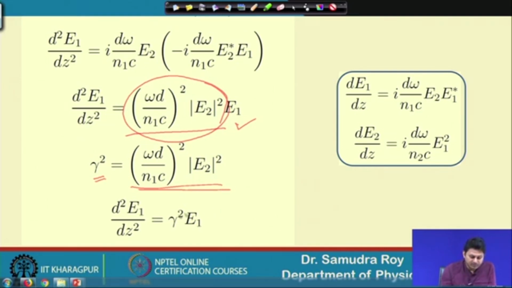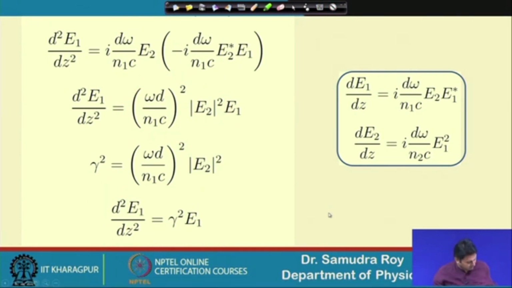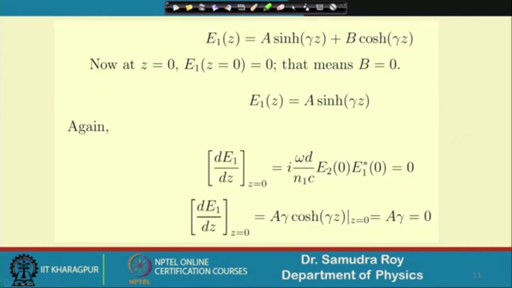So, the total equation becomes simplified, and we have in our hand a second order differential equation of the form d 2 E 1 divided by d z squared is equal to gamma squared E 1. This is a second order differential equation, and we also know the solution of that. So, what kind of solution will we have? We will have a sine hyperbolic or cos hyperbolic kind of solution. Eventually, we will have an exponential hyperbolic solution, and this exponential hyperbolic solution one can write very easily with sine and cos hyperbolic.